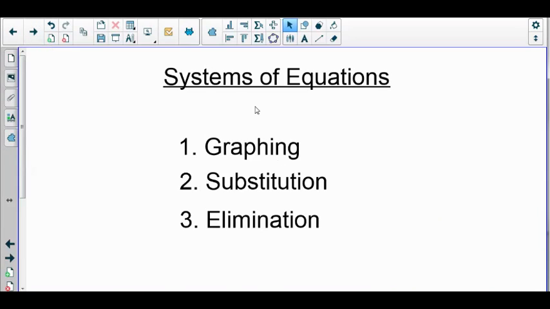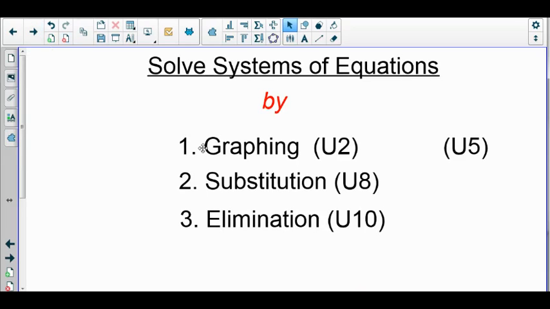There are three ways to solve a system of equations. You can solve it by graphing, substitution, or elimination. Those are the three ways. We're going to learn all three ways. But today we're going to focus on graphing.